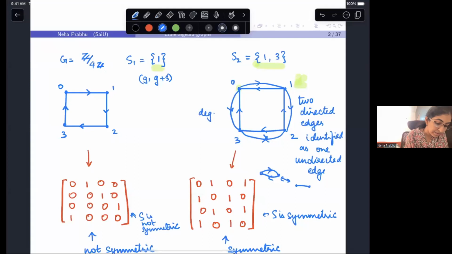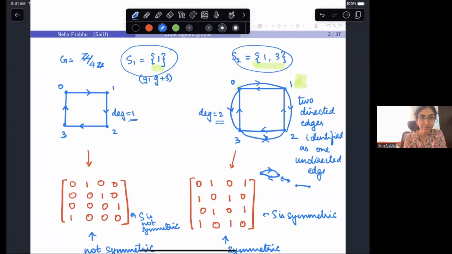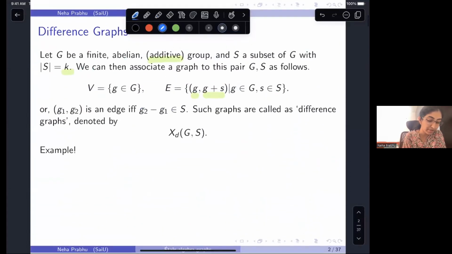The degree is 2 here, and the degree is 1 here. That's just the size of the set. So here S1 has size 1, that's the degree, and here S2 has size 2, and that's the degree here. That's evident from even the definition, right? G is connected to as many elements as there are in S, so it should be the degree of your graph. If there are five elements in S, then every G is connected to five different elements. So you have the degree to be the size of S.